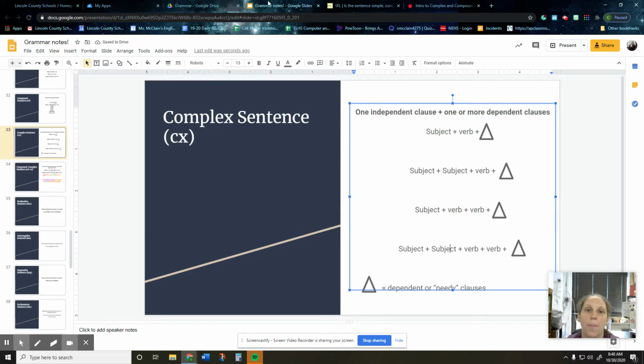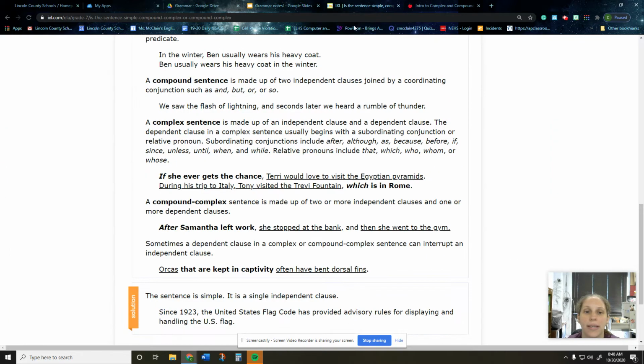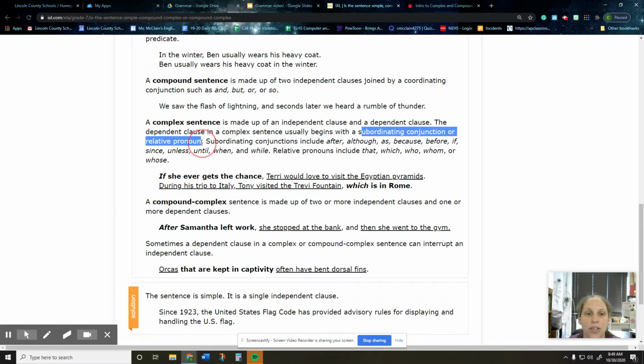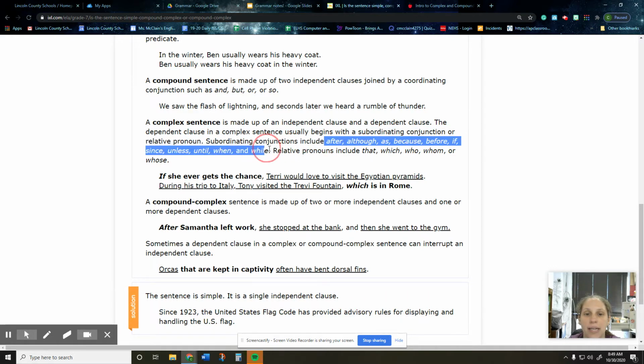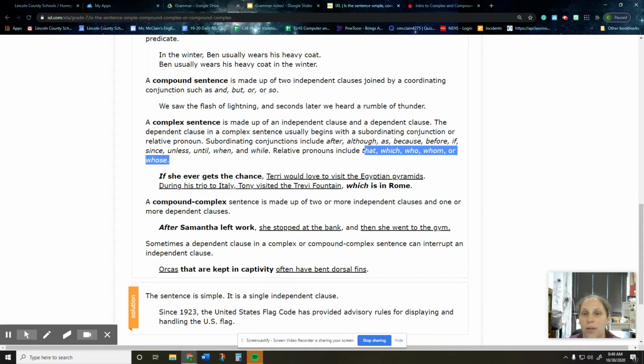So basically what it'll look like, and I think this explains it even a little bit better, is you have an independent clause and a dependent clause, and usually it begins with a subordinating conjunction or a relative pronoun, right? So these are your subordinating conjunctions, and these are your relative pronouns. Remember, those are the ones that are not specific: that, which, who, whom, or whose, okay?